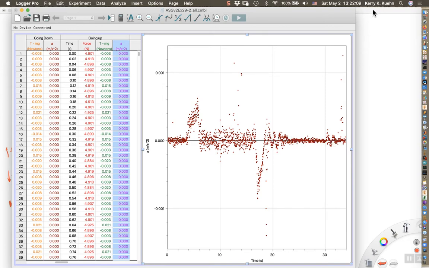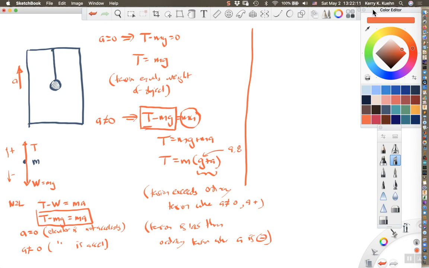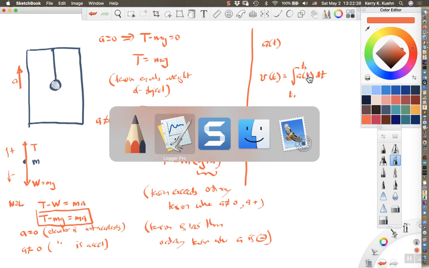All right? And now finally, remember, I'm now plotting the acceleration as a function of time. Now remember that if we want to find the velocity that an object is moving at, you need to integrate the acceleration over time between time 1 and time 2. The integral of that is going to give you the speed of the object, or rather the change in speed. Okay, so how can we do that using Logger Pro?